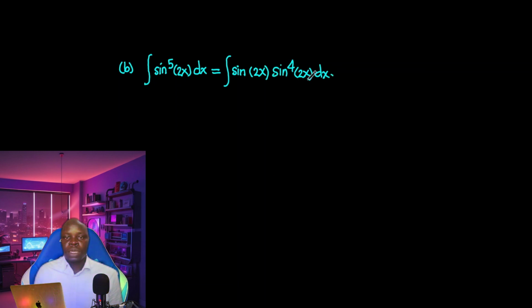Again, splitting this in terms of square, we will have the integral of sine of 2x. Now, it's also a good idea to create a bracket here where we have sine square of the angle 2x, which is squared, with respect to x.